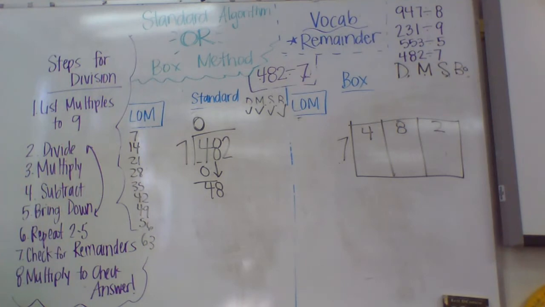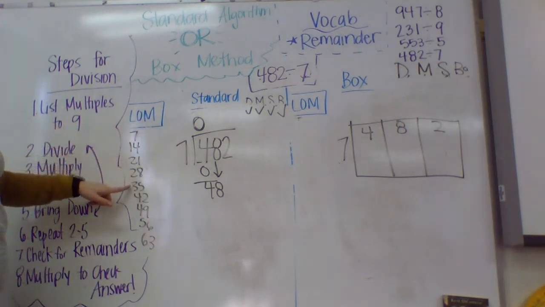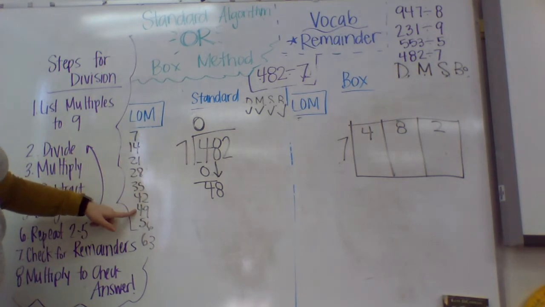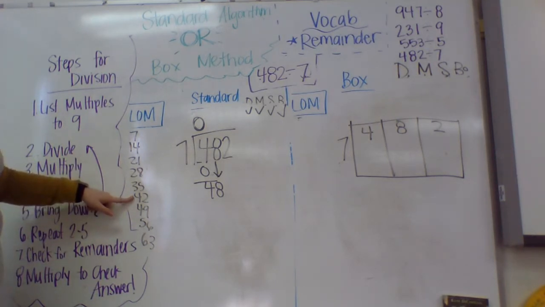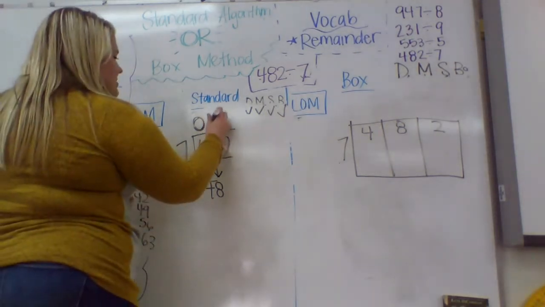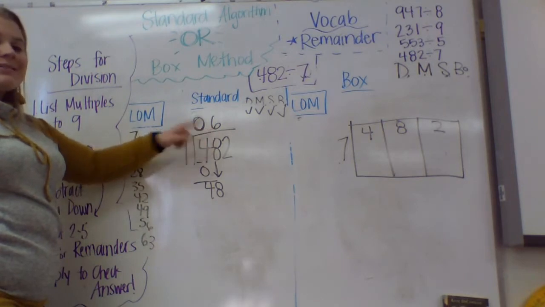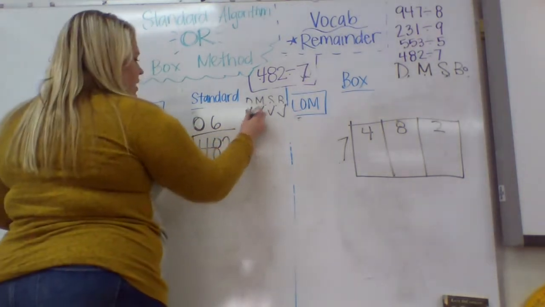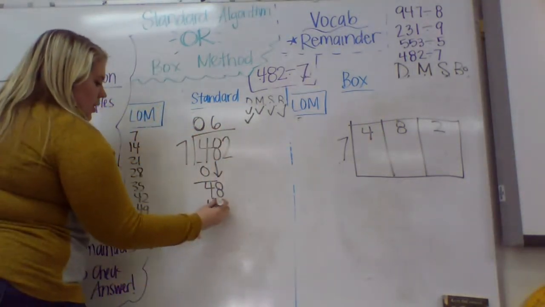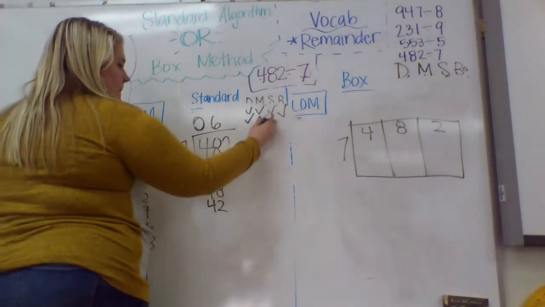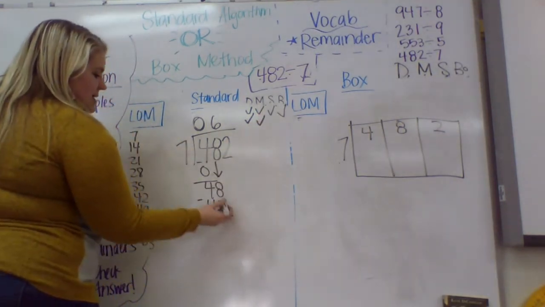How close can I get to 48 without going over? 7, 14, 21, 28, 35, 42, 49. That's too much. Go back to 42. And 7 times 6 equals 42. So that means 7 can go into 48 6 times without going over. 6 times 7, we know that's 42. Now I'm going to subtract them.